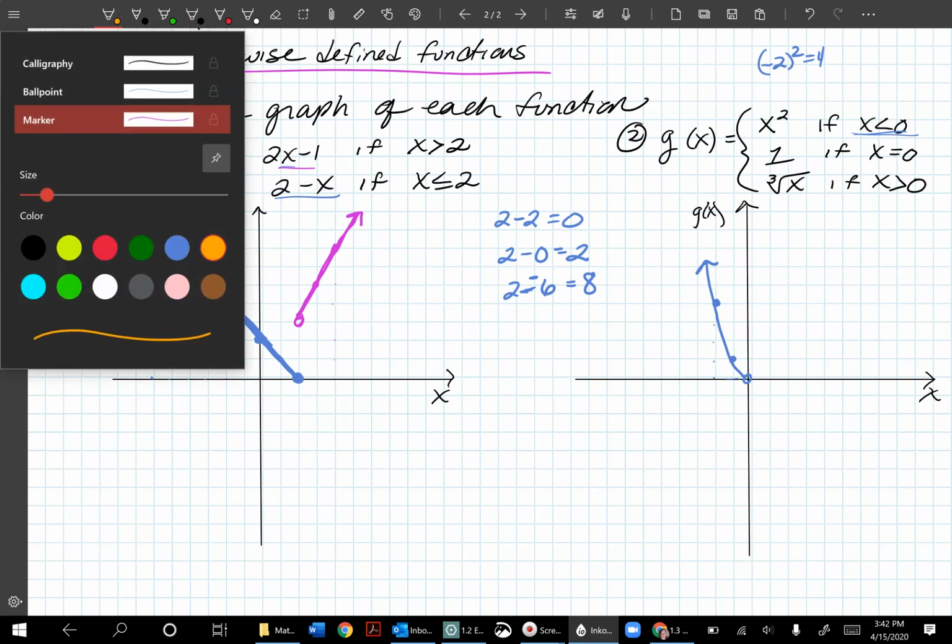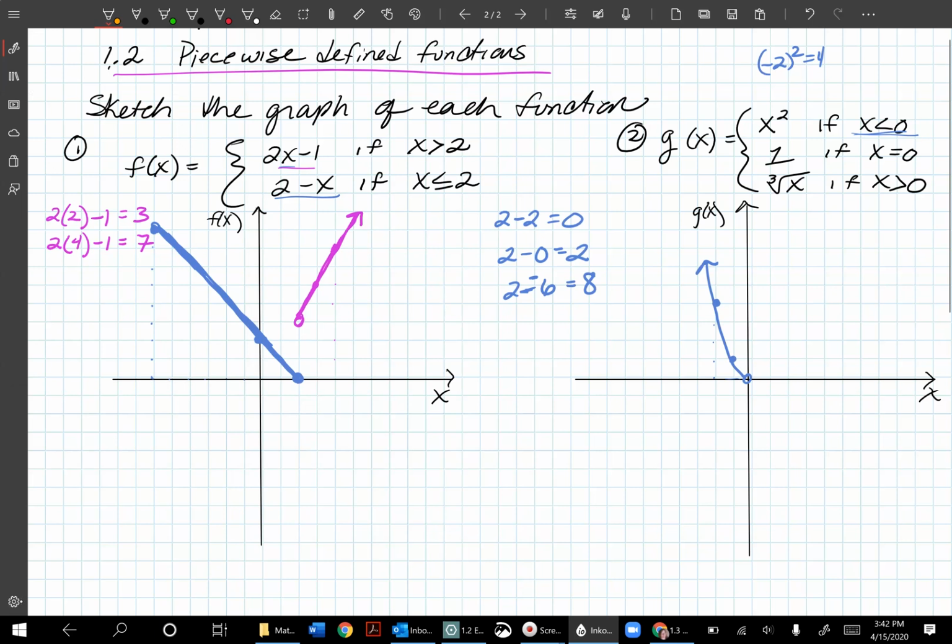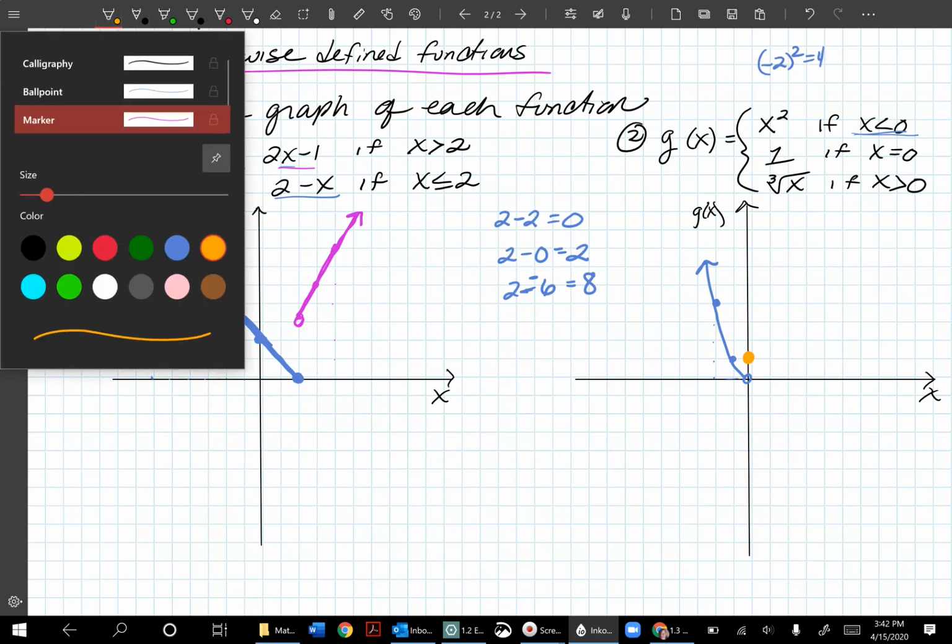So let's pick an orange dot there. So if x is 0, it's 1. And that's it. Just draw the dot. Leave it. Not going to connect it to anything. That's kind of tempting for people to do sometimes. And then this last one I will do in the red.